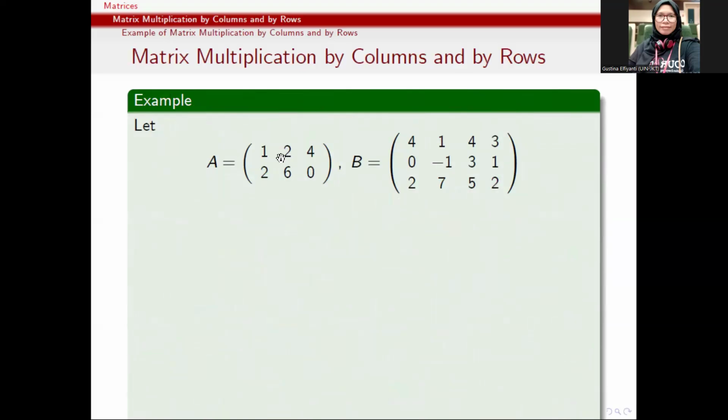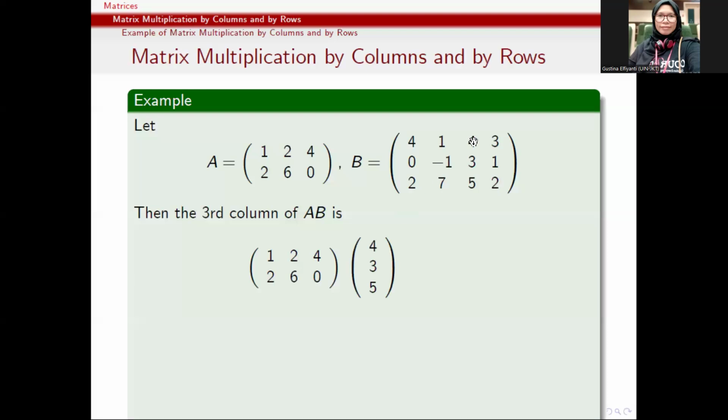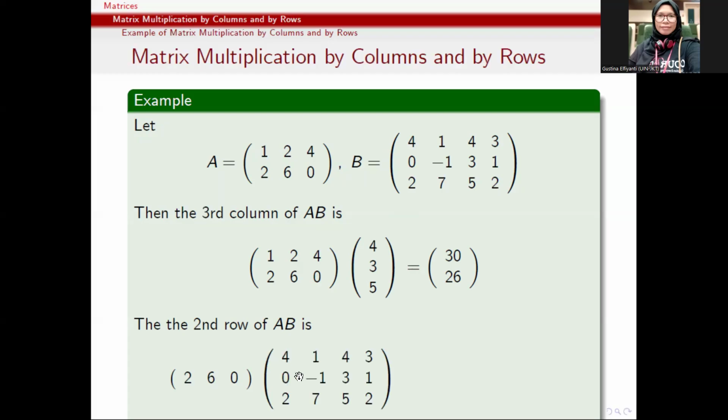Here is an example. Let's say we have A and B like this. Then the third column of the product AB is we multiply A with the third column of B. So we get this one. And second example, the second row of the product AB is the multiplication of the second row of A with B. So we get this one.